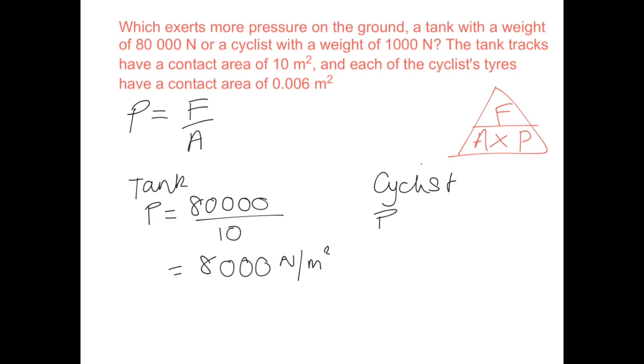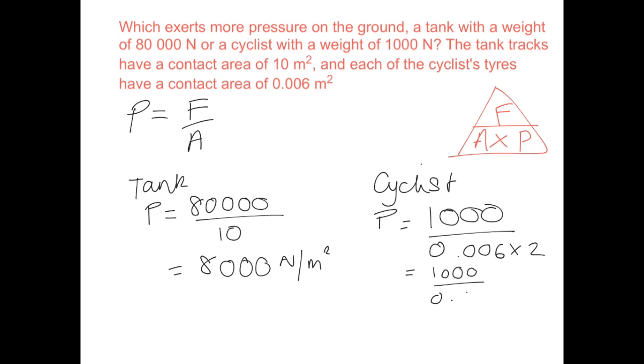Okay, so the pressure will equal the force again, which is this time 1,000 newtons, divided by the area. Now don't make a mistake here. The area is 2 lots of 0.06. The reason being because obviously the cyclist has 2 tyres. So I'm going to do 0.06 times 2, which equals 0.12. So 1,000 divided by 0.012. I'm going to use the calculator here.